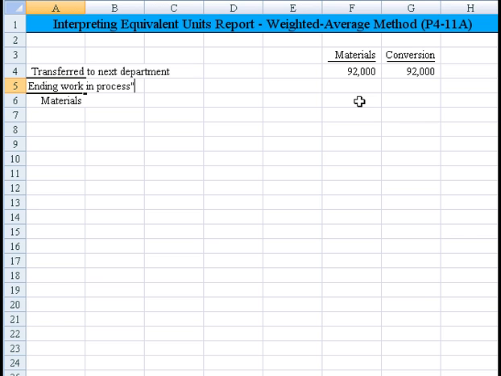So we have 14,000 units that were 75% complete. So that comes out to be 10,500. And with conversion costs, instead of it being 75%, it was only 50% complete. Okay, so we come up with a little bit different numbers, and from there we can calculate the equivalent units of production.